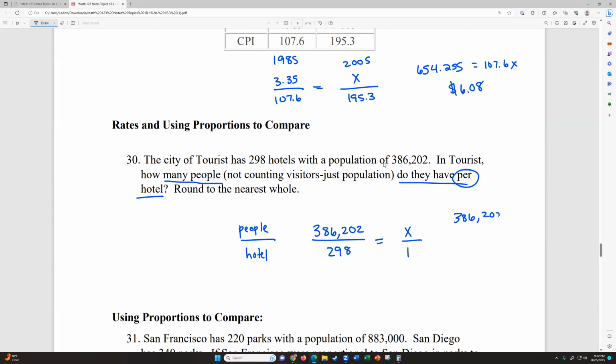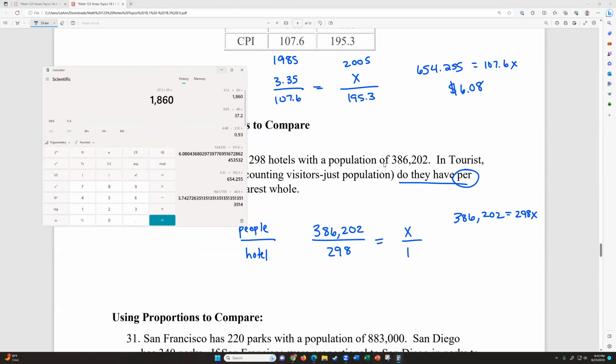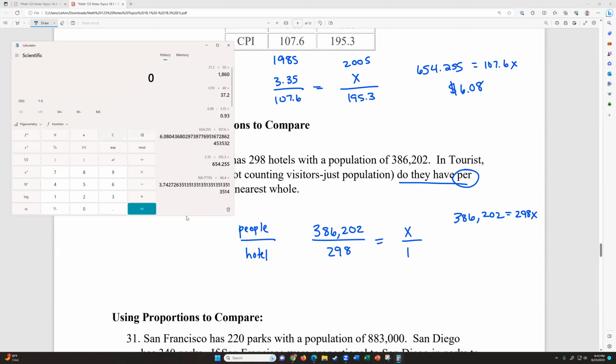If you automatically knew that you just needed to divide total population by the hotels to get that whole number, then that's fine too. There's no right or wrong on which way to do that. But they just wanted us to see we could do it with a proportion.